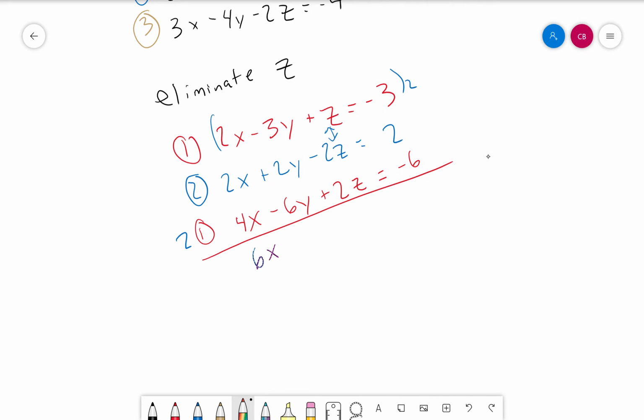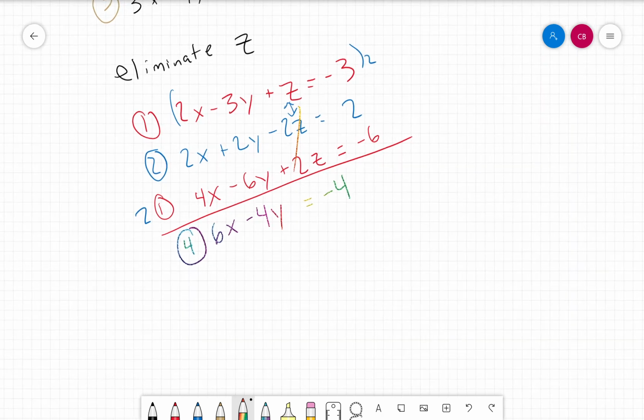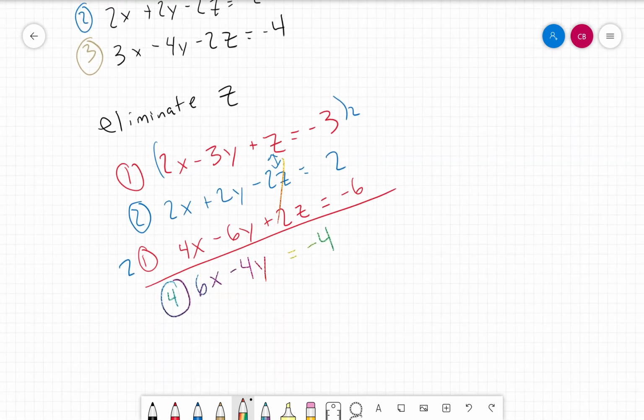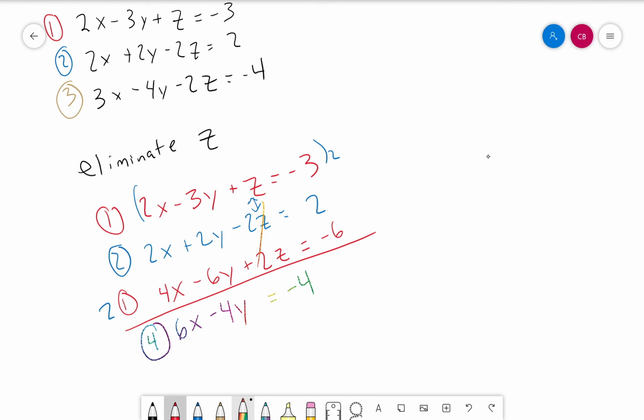Positive 2y and negative 6y is negative 4y. And this cancels, giving us z equal to negative 6 plus 2, which is negative 4. This is equation 4. Okay, so I'm color coding these just to keep track of them for you. You don't necessarily have to do this, but I'm going to do it anyway.